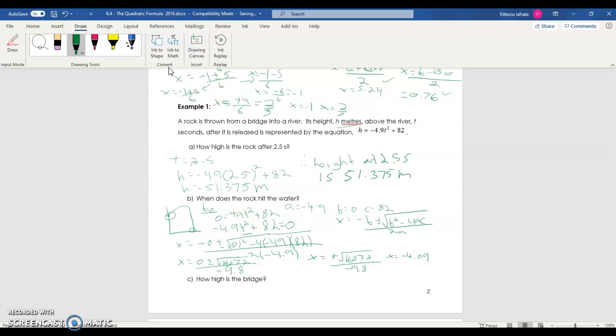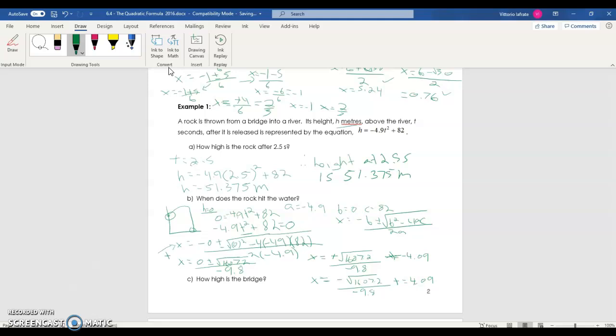So that's one possibility. Now, in reality, we shouldn't have put x here. We should have put t, because our x is really our t in this case. So this represents our t value. t is equal to negative 4.09. But we also have the other possibility where x is equal to 0 minus that instead. So we have minus square root of 1607.2 over negative 9.8. And if you put that in your calculator, you get t, or x, is equal to 4.09.